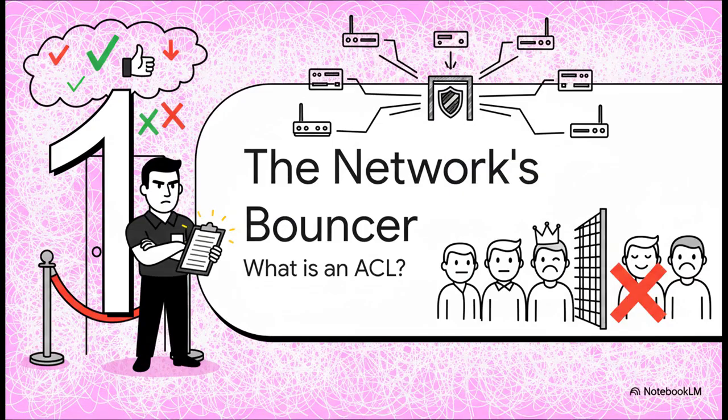Right, so section 1, the network's bouncer. Let's start here. Just imagine your router's interface is the door to an exclusive club. The ACL, that's your bouncer. The bouncer's got a list, he checks your name, you're on it, cool, come on in. You're not? Sorry, not tonight. At a basic level, that is exactly what an ACL is doing for your network traffic.